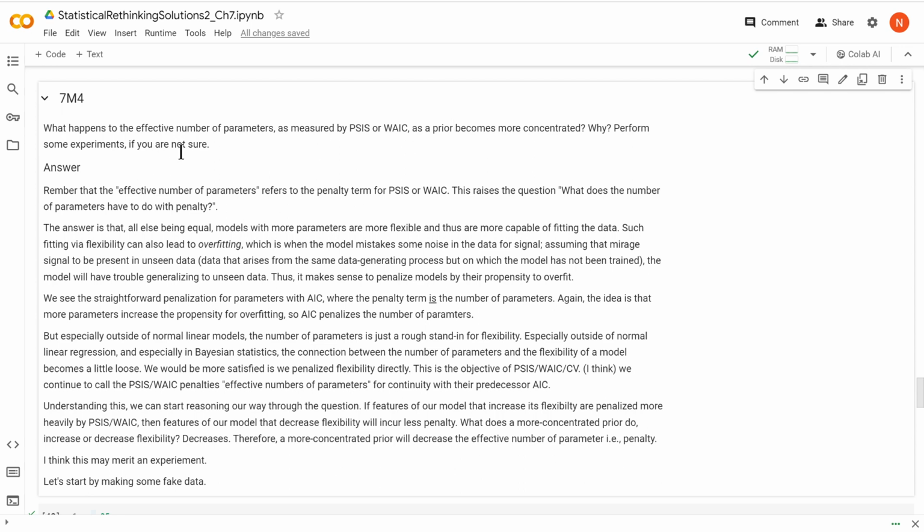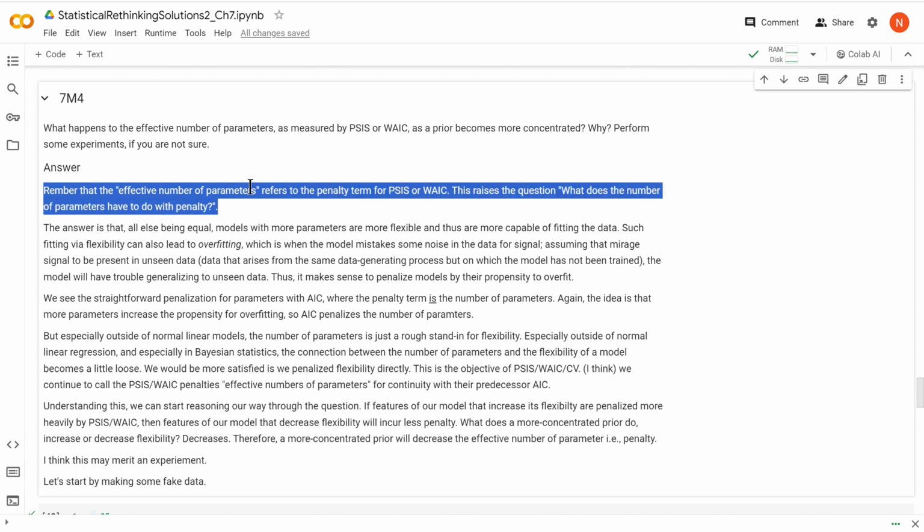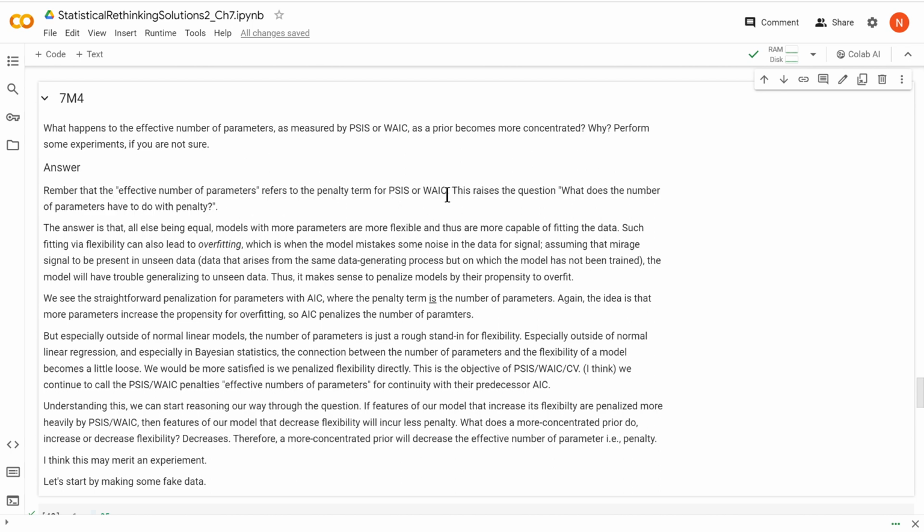Okay, so let's march through this a little bit. Remember that the effective number of parameters for PSIS and WAIC is the penalty term for these two measurements, okay? Even though this doesn't directly relate to the question, it will get us into some of the answers: why is the penalty associated with these two measurements called the effective number of parameters? Let's try to answer that, and that will back us into a more direct answer for the question.